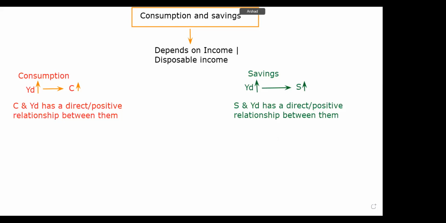Okay, so one more thing that I would want to add here, before we really go into the depth things, is your income. What is the difference between your income and disposable income? Y and YD. Income is Y, disposable income is YD. What is the difference between these two?